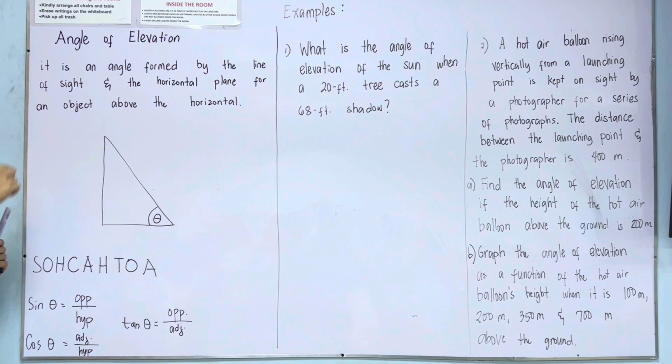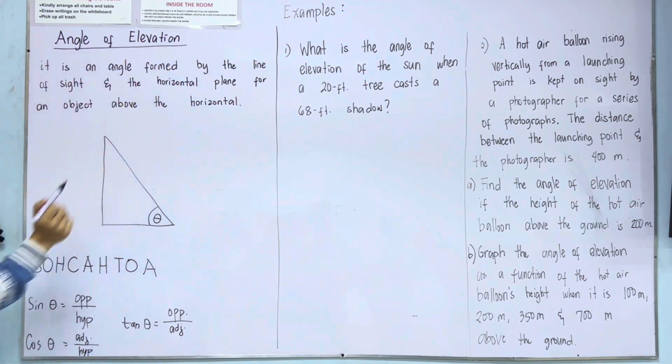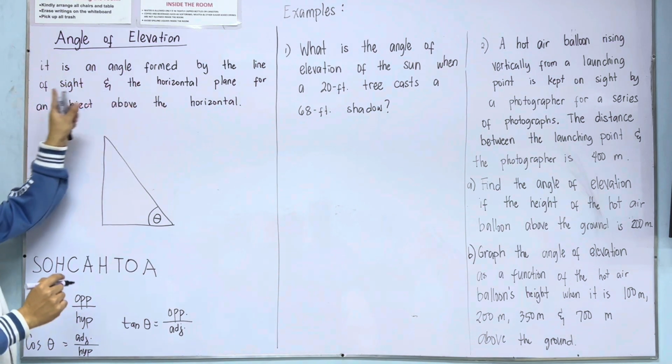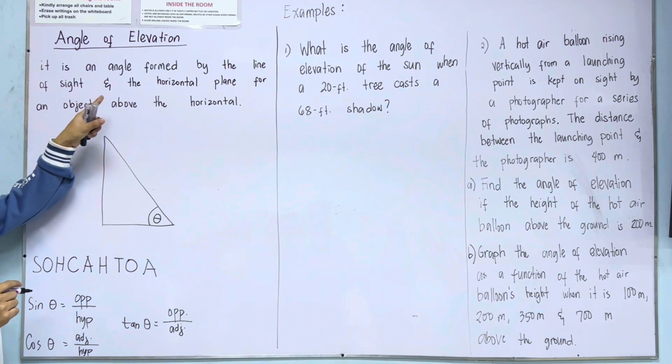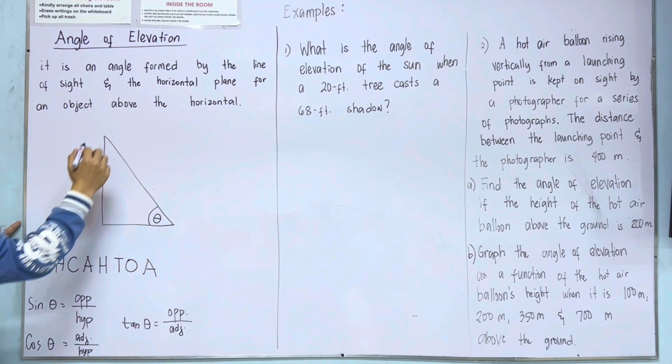We have the angle of elevation. When we say elevation, pataas siya, pababa? Pataas. So we define angle of elevation as the angle formed by the line of sight and the horizontal plane for an object above the horizontal. For example, we have here the object.